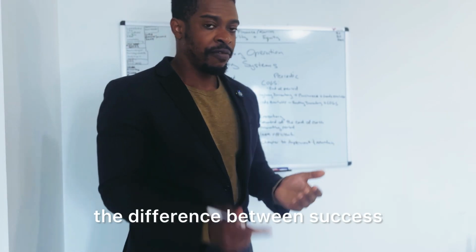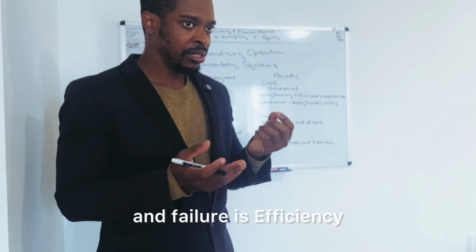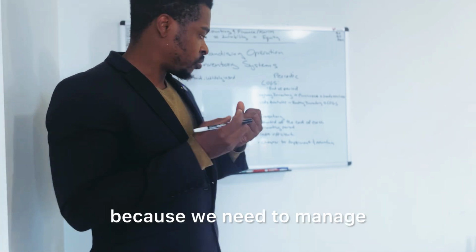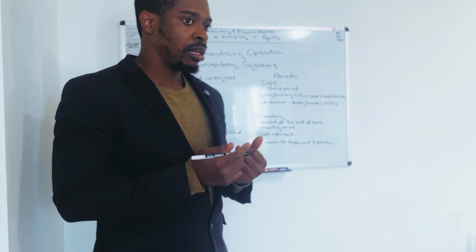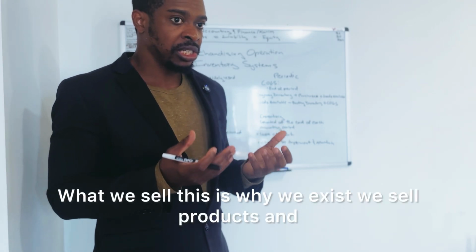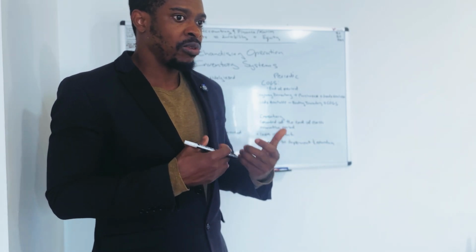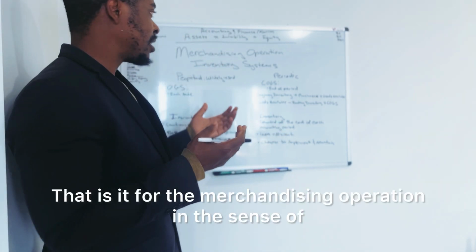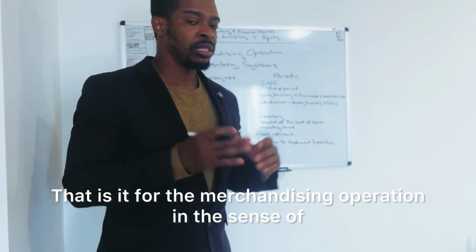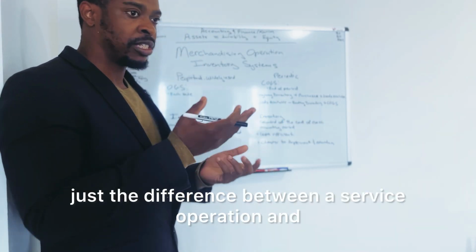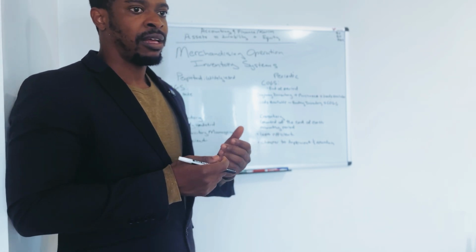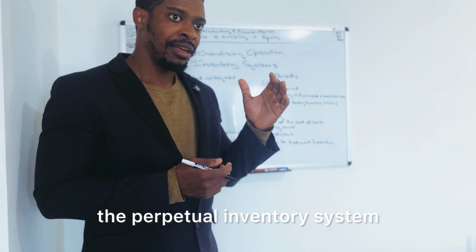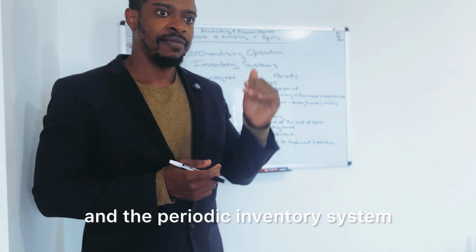The difference between success and failure is efficiency. Inventory management is very important because we need to manage what we sell. This is why we exist. We sell products. This is the difference between failure and success, right? And that is it for the merchandising operation, in the sense of just the difference between a service operation and the two different types of inventory systems, the perpetual inventory system and the periodic inventory system.